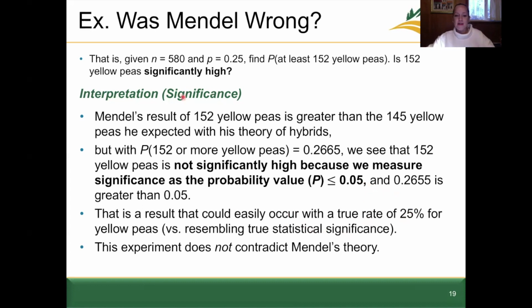Mendel got 152 yellow peas when he expected to get 145 yellow peas. The steps we just went through to get a probability value that answers this question tells us that we do not have statistical significance, and therefore this answer that we got could occur by random chance. So in other words, this experiment does not contradict what Mendel had in mind, what his theory said. This idea of significance is a really important one here. So looking at this probability value being less than or equal to 0.05, let me know if you have any questions about this and how we came to these conclusions.